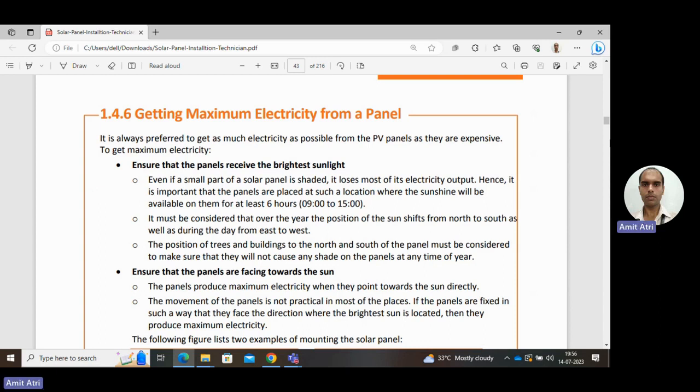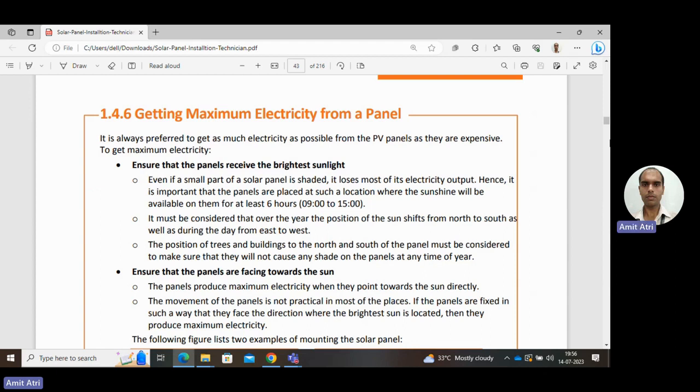The position of trees and buildings to the north and south of the panel must be considered to make sure they will not cause any shade on the panels at any time of the year. This we have to take care of, because if the rooftop where we are installing solar panels is under shading of a nearby building or trees for much of the time, then we have to change the direction or the position of our panel.